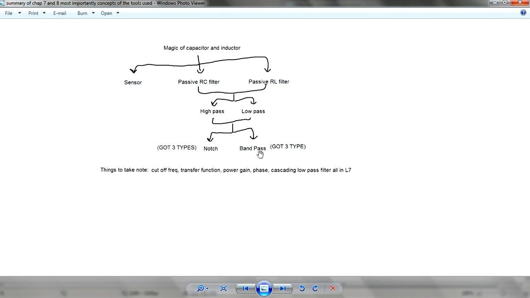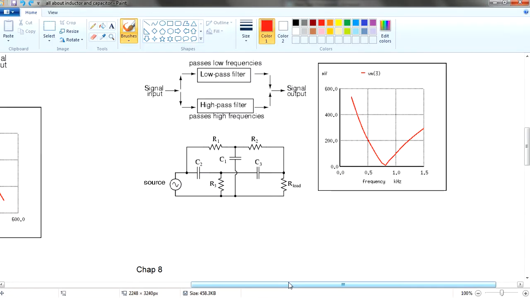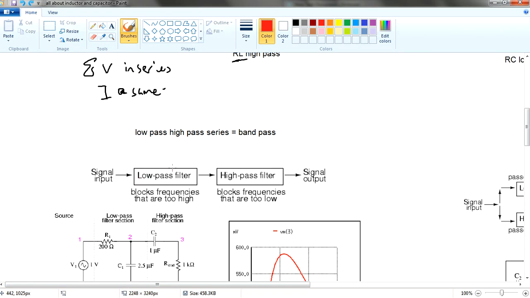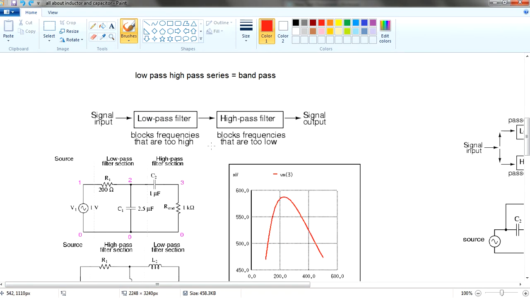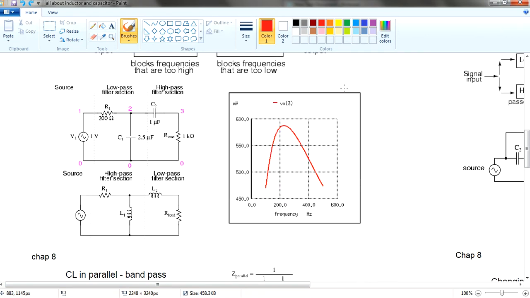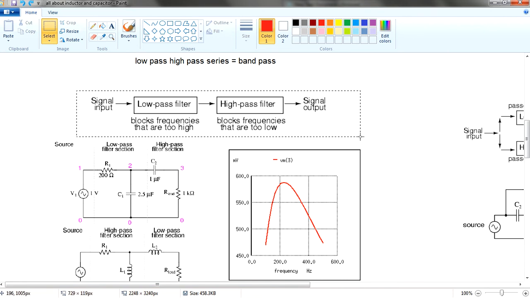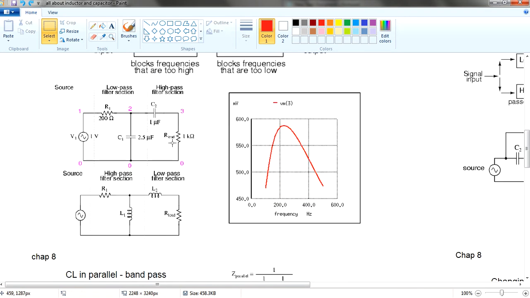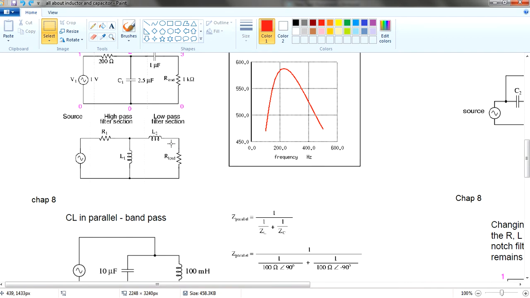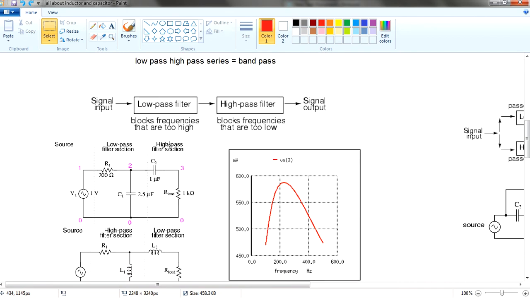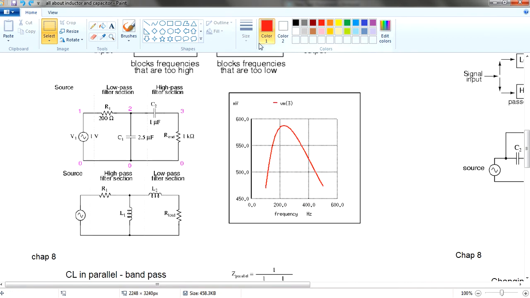So in band pass there are three types of connecting band pass. For the first one, just take note that everything is connected in series. If the question asks you only for 2 marks, I think you can just straight away put this one. If it really asks you to draw 3 types of band pass circuit for 10 marks, then you're in trouble. So you're going to draw this one.